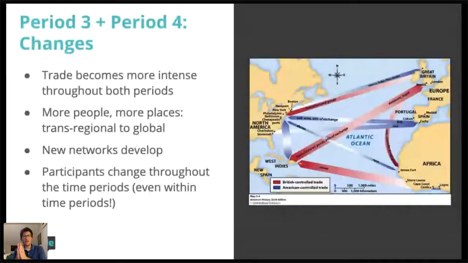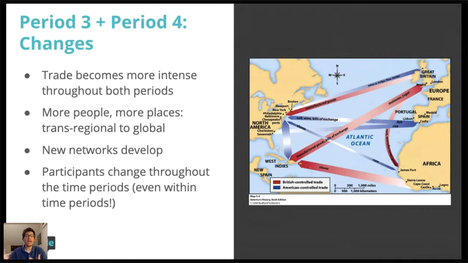Through time period 4, trade continues to become more intense. That is a change. There's a kind of constant upward trajectory, so to speak, of trade in this time period. I don't know whether I'm mirrored or not, but you can imagine year 600 here to 1750 here, right? We're going to see this upward trajectory of the amount of goods traded across the time periods.